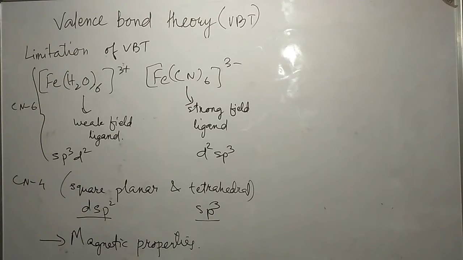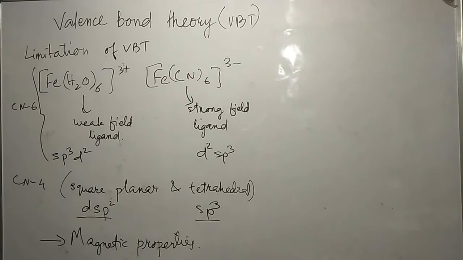So now let us discuss some of the limitations of valence bond theory. There were more than 3 limitations, but I shall be discussing mainly 3 types of limitations. The first one is that it failed to distinguish between weak field and strong field ligands. That's why it could not explain whether a particular complex will undergo inner d orbital hybridization or outer d orbital hybridization.